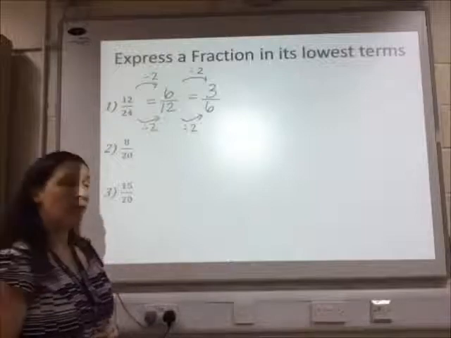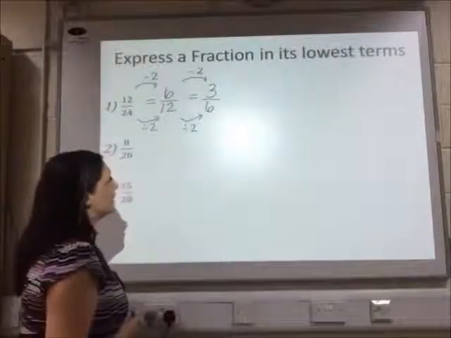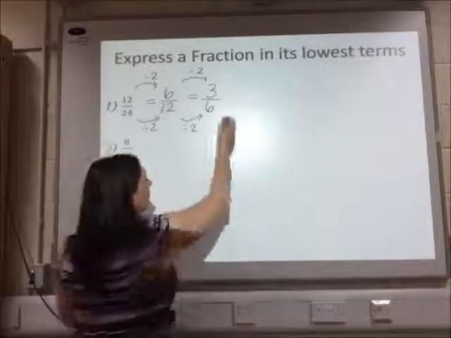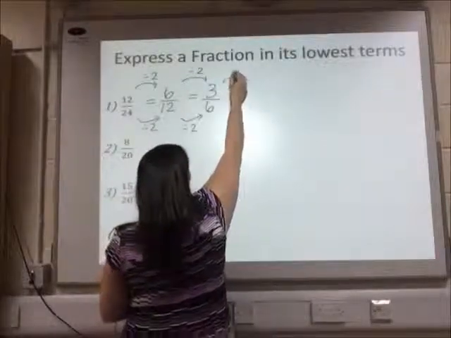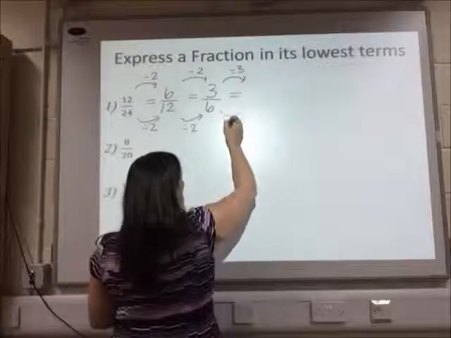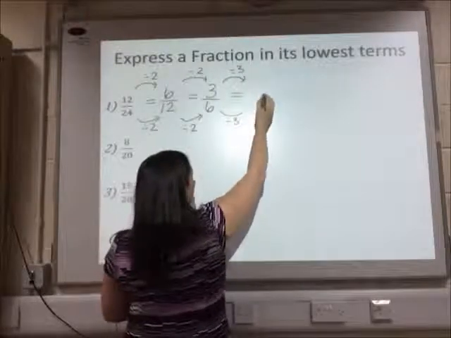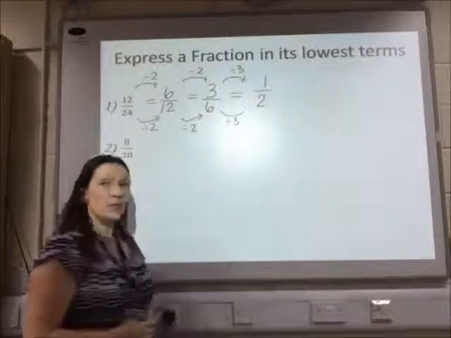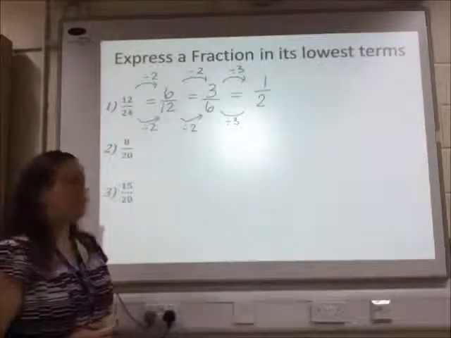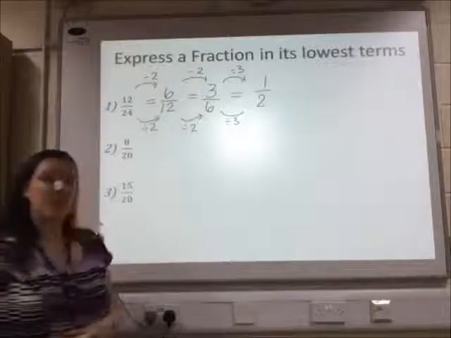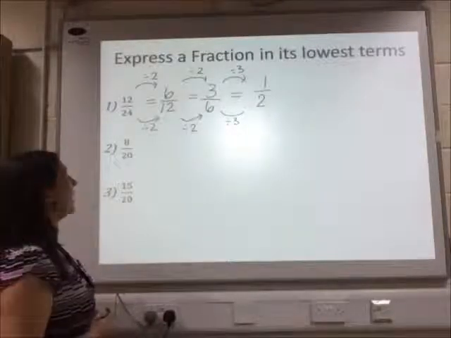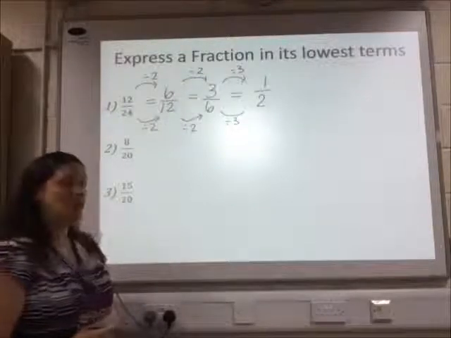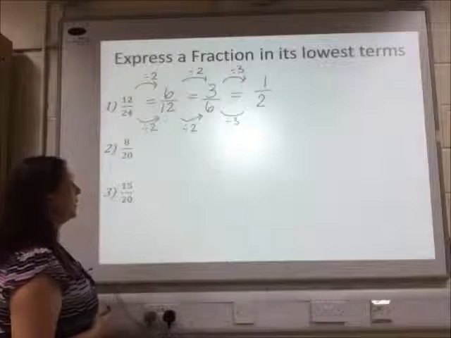So I need to see if there is a number that I can use instead. In this case, 3 and 6 are both in the 3 times table. And so I'm going to divide top and bottom by the number 3. 3 divided by 3 gives me 1, and 6 divided by 3 will give me 2. And so my final answer is a half. This has taken me 3 steps, and this doesn't have to be the case. You can look for a bigger number to divide by to make this a faster process.